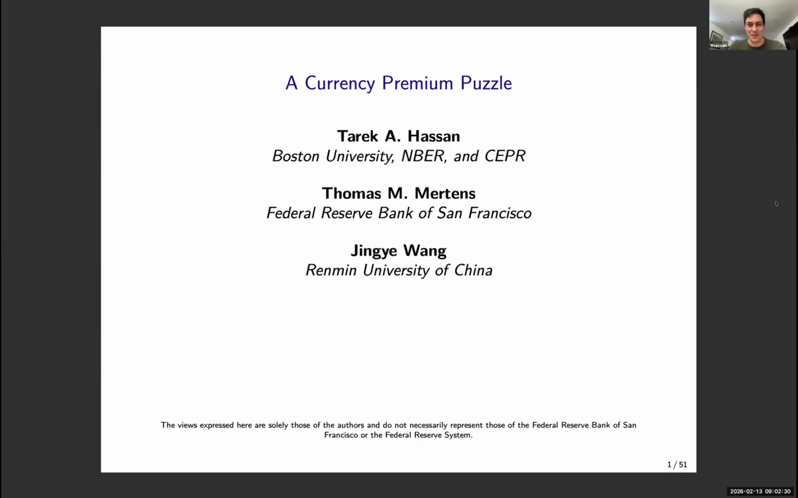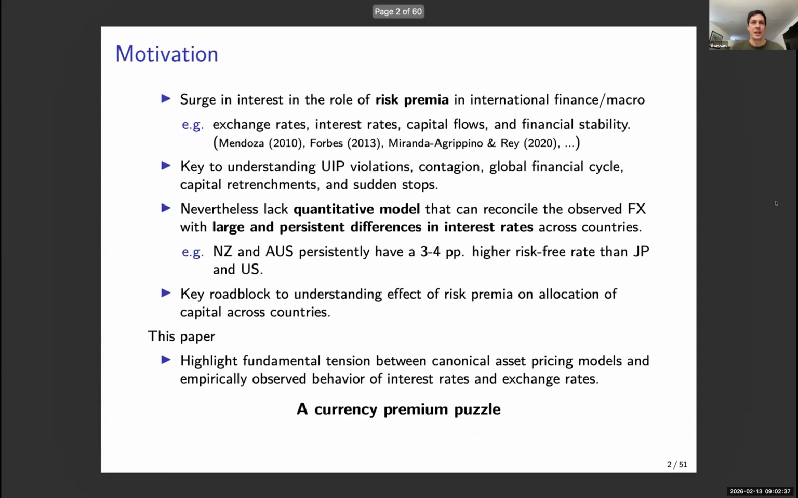It's actually fairly simple to explain. So let's see. This is joint work with Thomas and Jinye. I think probably for this crowd, I don't need to motivate too much. There's been a surge in interest in the role of risk premia in international finance and macro, and I'm happy to report that the macro people are coming around to this view as well. Risk premia are important for understanding exchange rates, interest rates, capital flows, and financial stability.